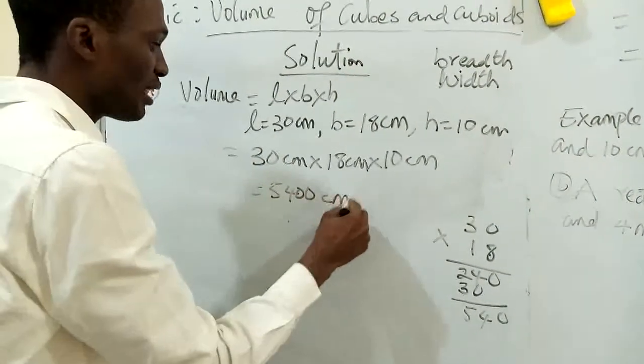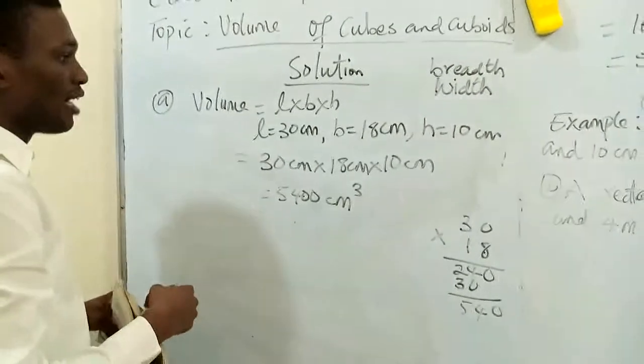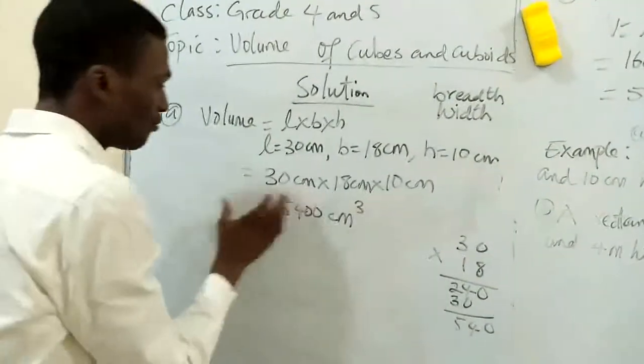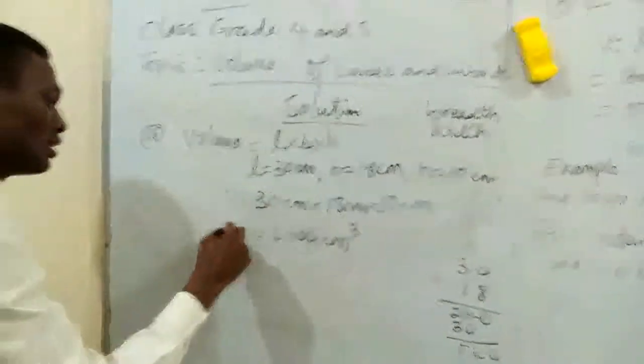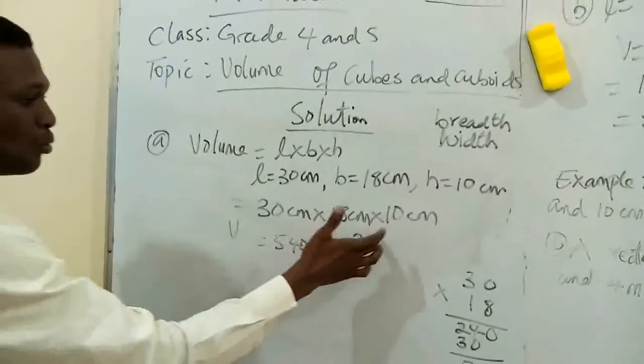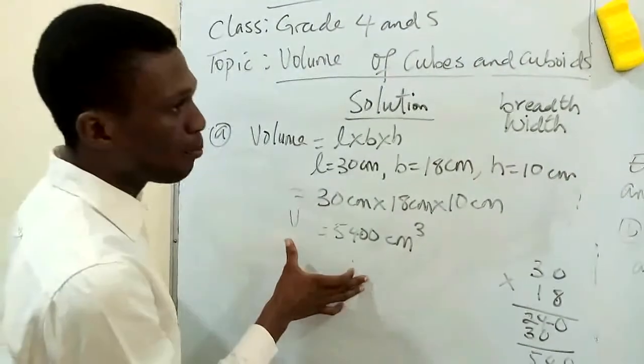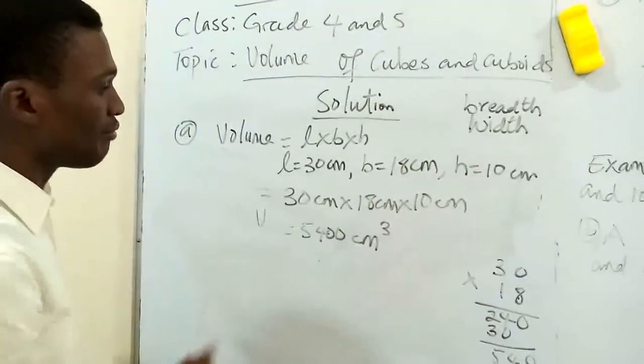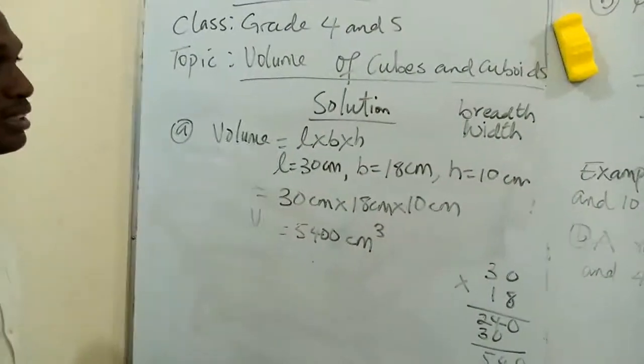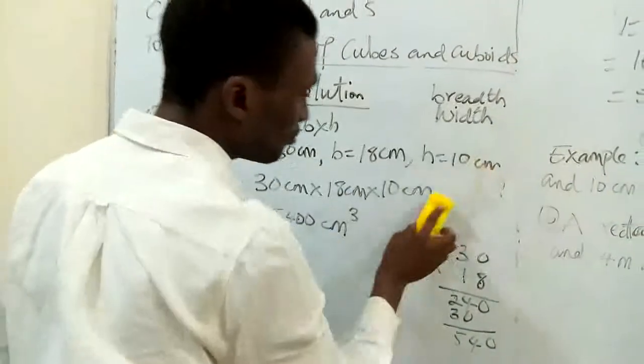5,400 centimeter cube. Remember, volume is always in centimeter cube based on the unit we are given. So the volume of that box is 5,400 centimeter cube.